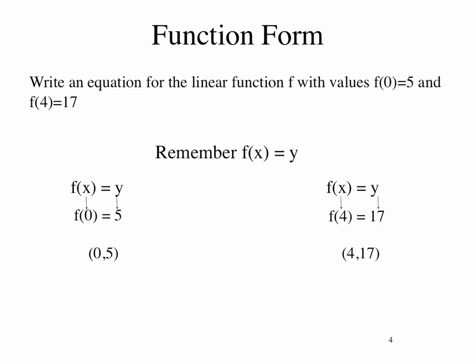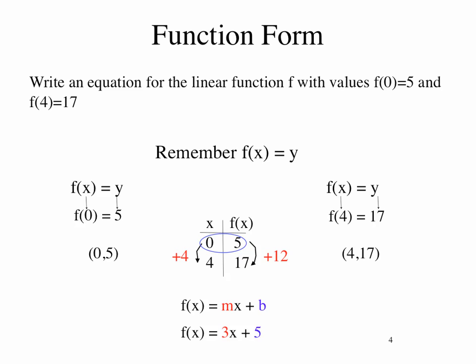Now we have 2 points, and we're asked to find an equation of a line that goes through those 2 points. This is just like your warm-up then. We can place those 2 points in a table. Instead of having an x and y table, now we have an x and f of x table. And we can find the slope of the line by comparing the rise and the run and spotting the y-intercept in the table. And when we do that, we get that the function is 3x plus 5.